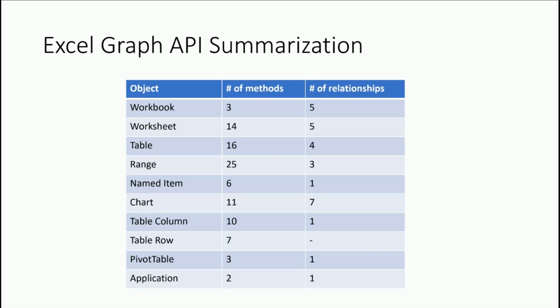Here are some APIs that are provided by Excel Graph. We provide many kinds of methods and also relationships against different objects, for example the workbook, worksheet, table, or ranges. Most of them are actually aligned with our JavaScript APIs.